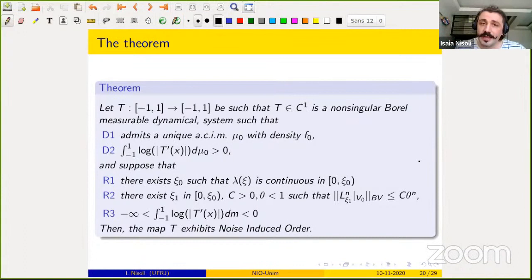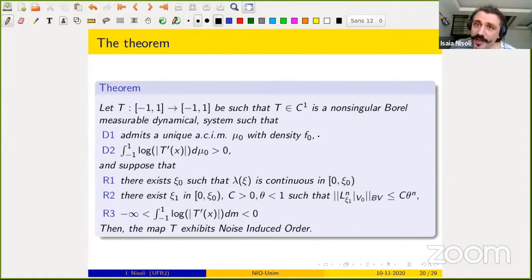So let's go to the theorem. And the theorem says, okay, so I split the hypotheses into two parts. The ones with D are the hypotheses on the deterministic dynamical system, okay? And the ones with R are the hypotheses on the random dynamical system, okay? So what happens when we add some noise, okay?